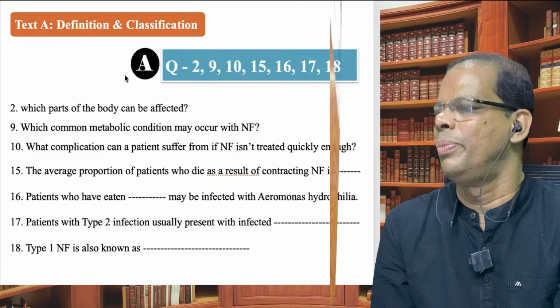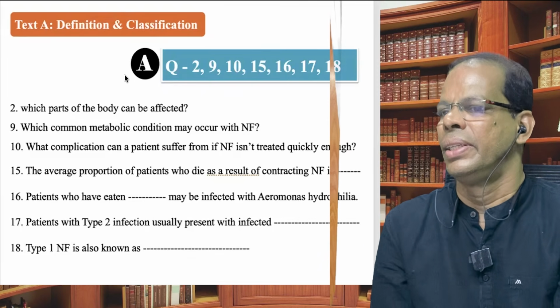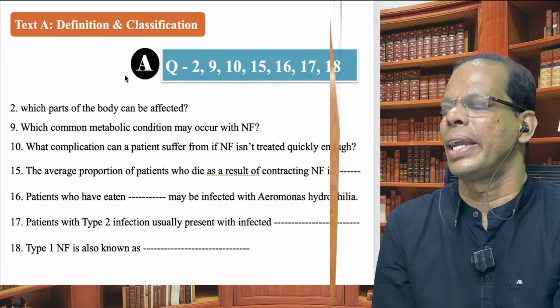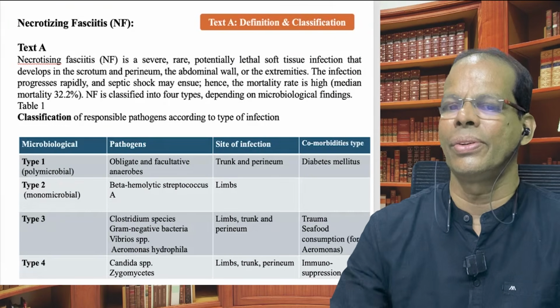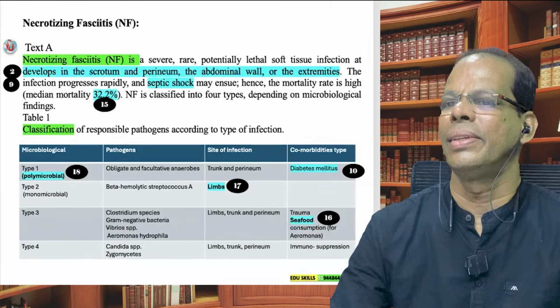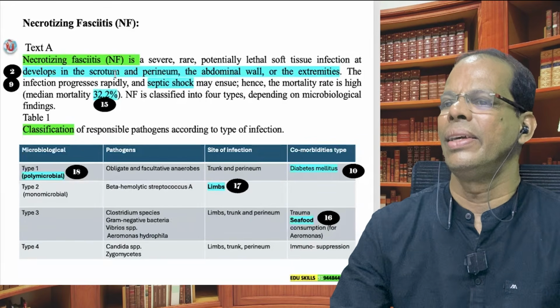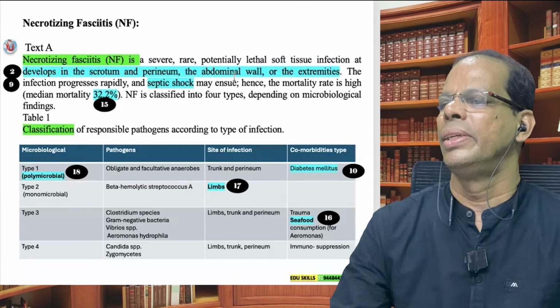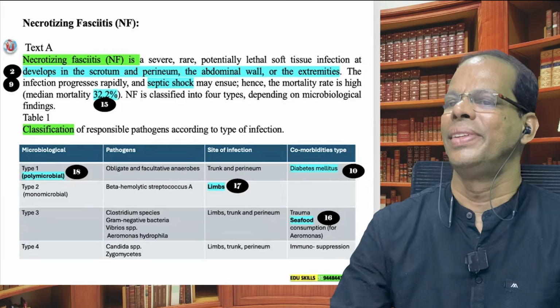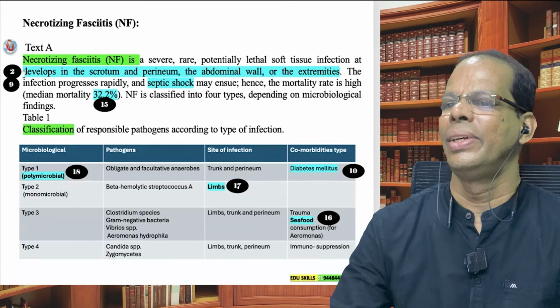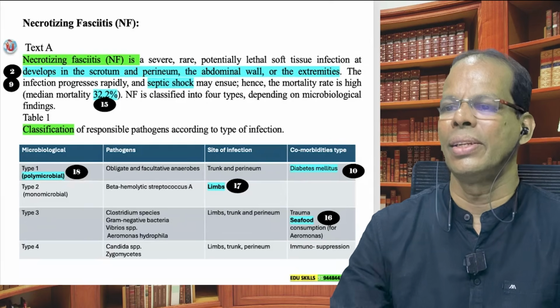Next step could be this one. Okay. Which parts of the body can be affected? Where is it? They are asking you to connect it to the text. See? Infection levels in all these parts, right? Scrotum, perineum, abdominal wall, the extremities. So this is the answer for question 2.